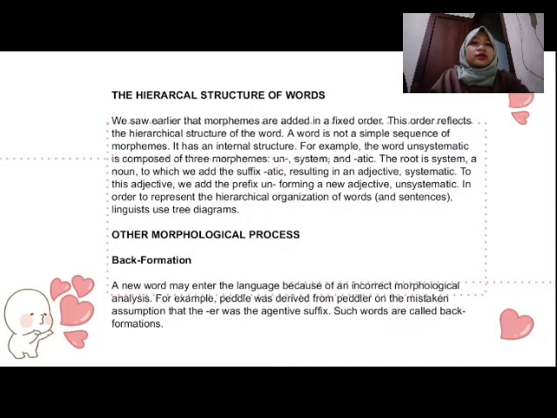And then we have the hierarchical structure of words. In this topic, we saw earlier that morphemes are added in a fixed order. This order reflects the hierarchical structure of the word. A word is not a simple sequence of morphemes. It has an internal structure. And then there's also more, you can read the rest, okay?